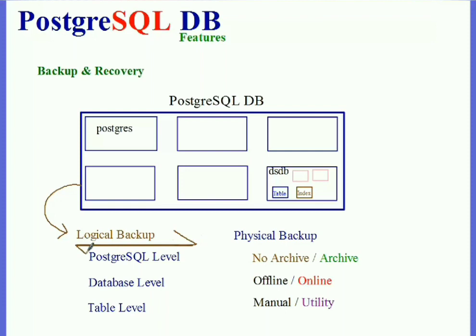At the PostgreSQL DB level, it means taking a backup of all databases. We can go for an individual database level backup, and we can also go for an individual table level backup. And we've got plenty of other options, formats and options available, which we'll discuss in a detailed way in backup and recovery. So the flexibility is there for us to take backup. We can go for logical backup, and we can use it for restoration purposes.